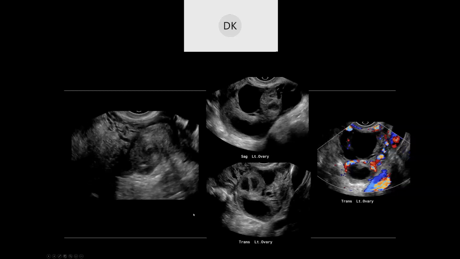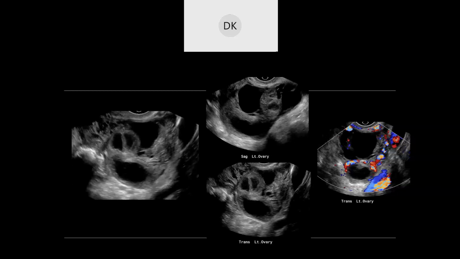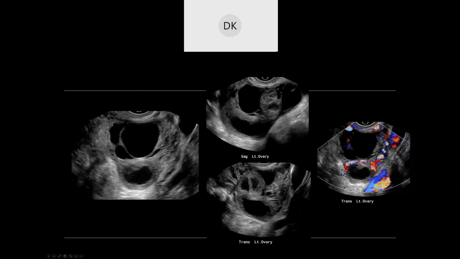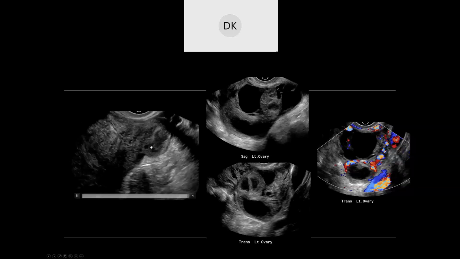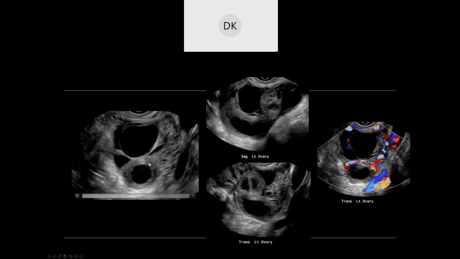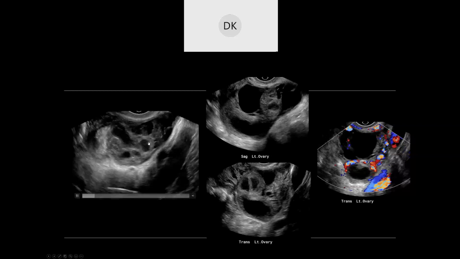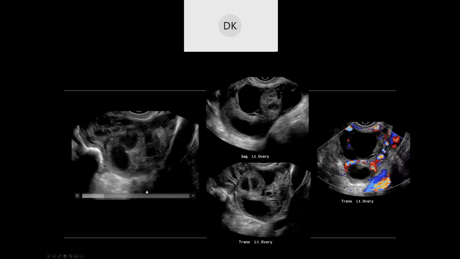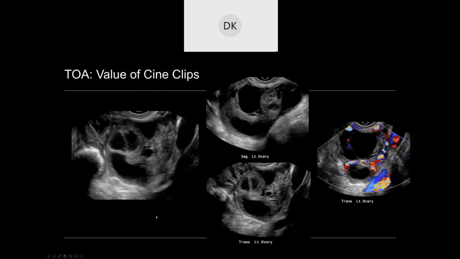And this is an example where the cine clips can be invaluable because it's very hard to tell what's going on just from the static images. And notice how well you can see that dilated, thickened tube posterior to the ovary. And then we don't really see any normal ovarian architecture. So it's a nice example of a TOA seen with the cine clips. So if you're having trouble capturing this well on the static images, don't hesitate to get a cine clip.